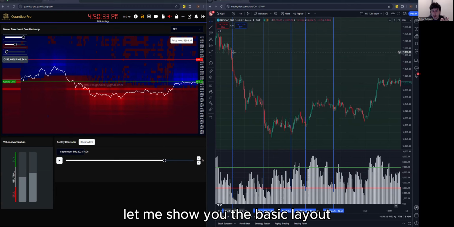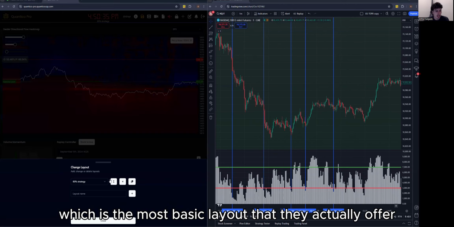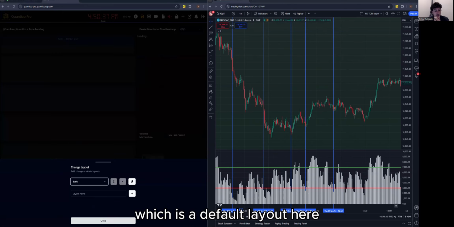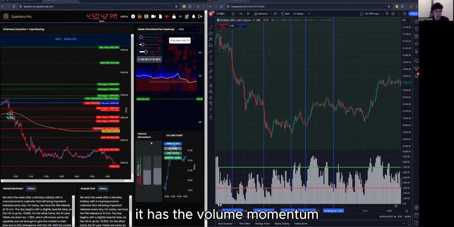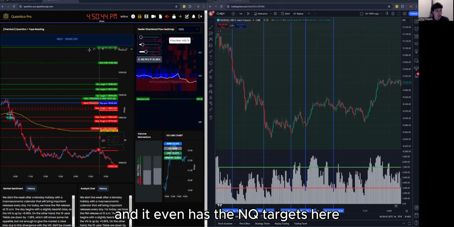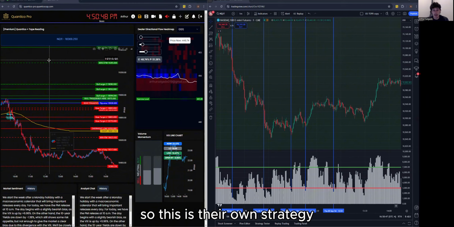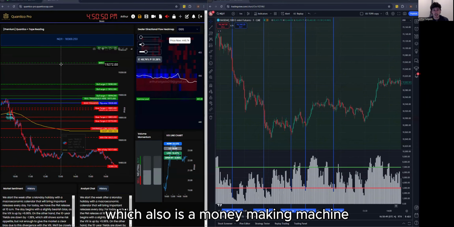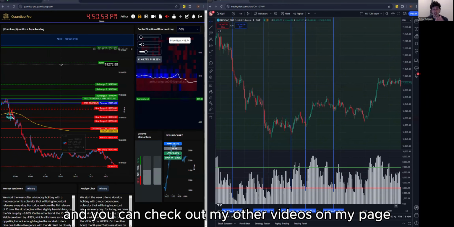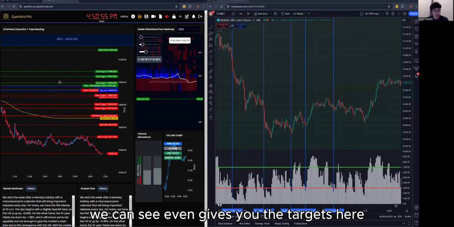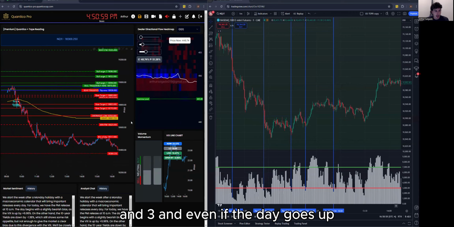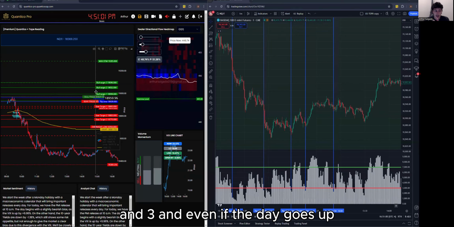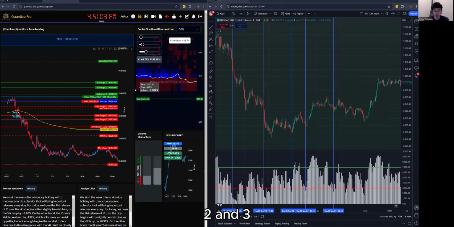Let me show you the basic layout, which is the most basic layout that they actually offer, which is a default layout. Here you can see that it has the DDF, it has the volume momentum, and it even has the NQ targets here. So this is their own strategy, which also is a money-making machine. And you can check out my other videos on my page about this strategy as well. But you can see it even gives you the targets here. It gives you bear target 1, 2, and 3. And even if the day goes up, it gives you bull targets 1, 2, and 3.